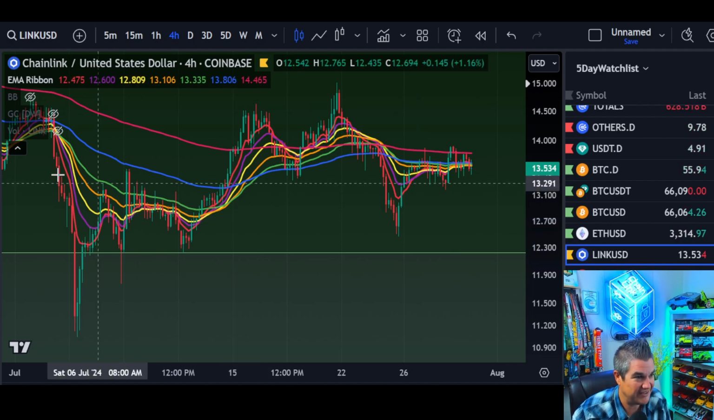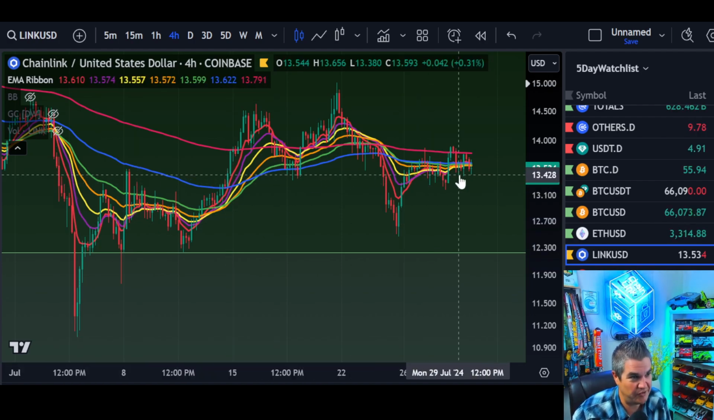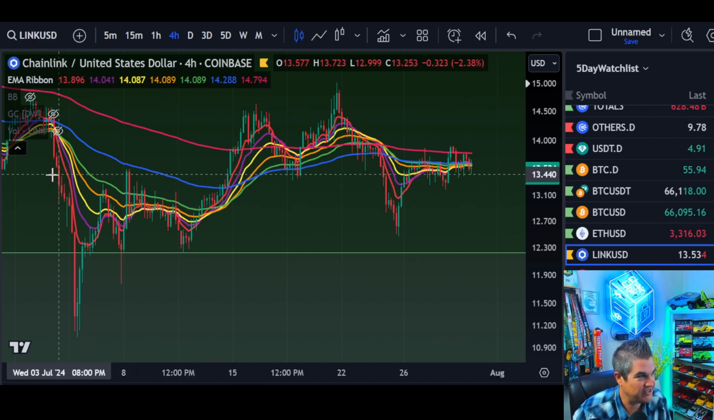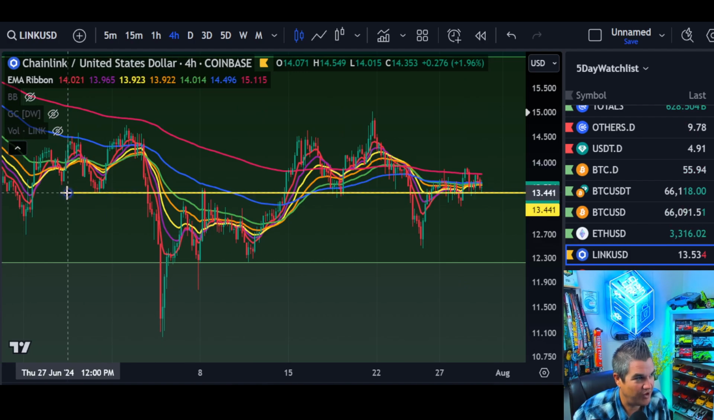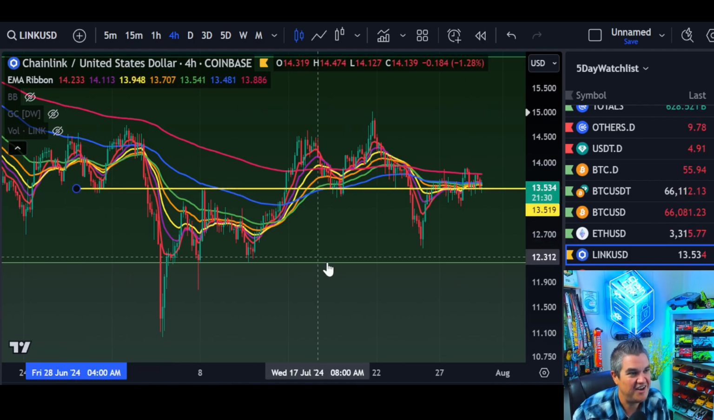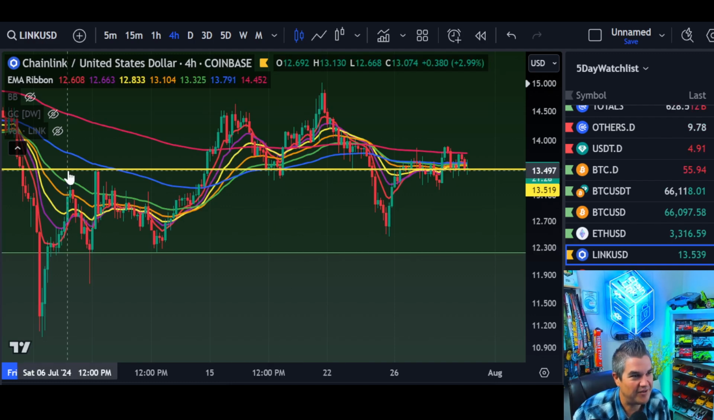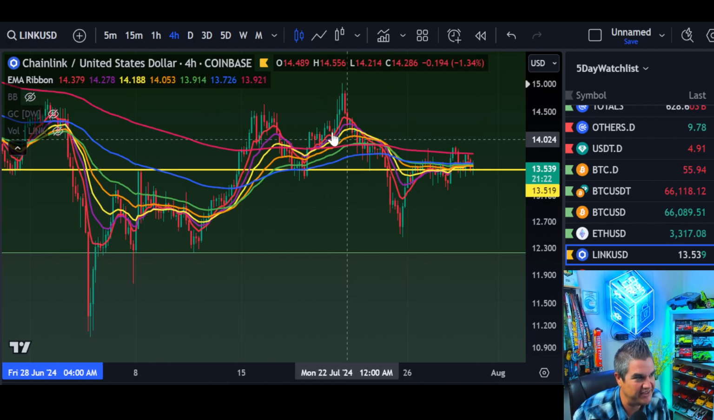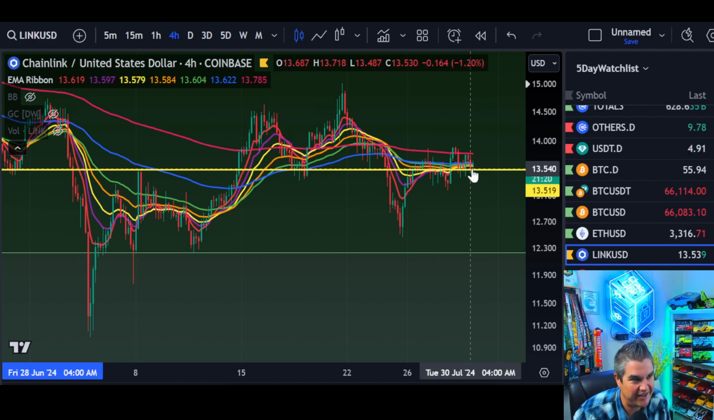The 4-hour chart. What the hell has Link been doing for all of July? Not a whole lot. If we take just a ho-hum, haphazard average here, right? We've been kind of hugging this line. About half the price action below it, half the price action above it, around 13.50. And you guessed it, that's about where the hell we are now.